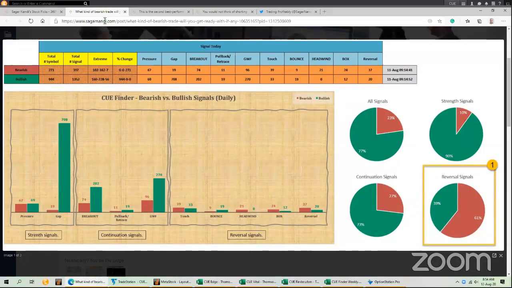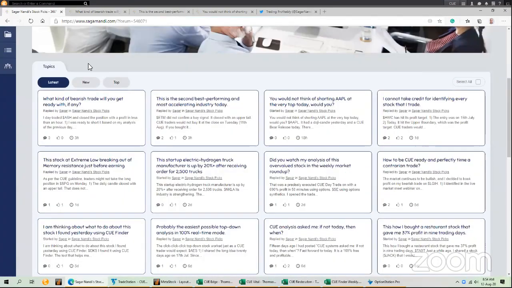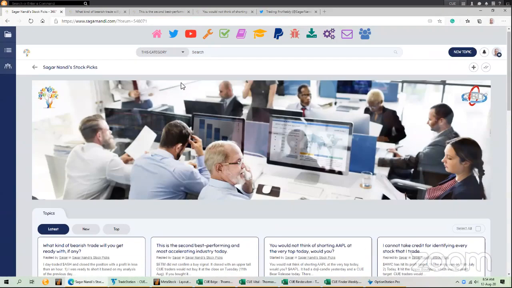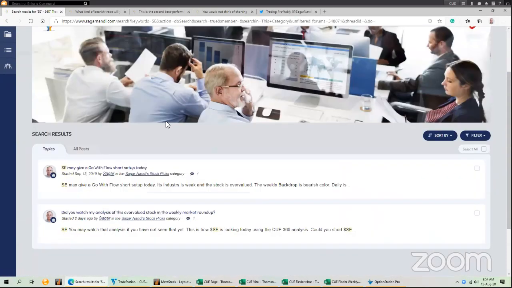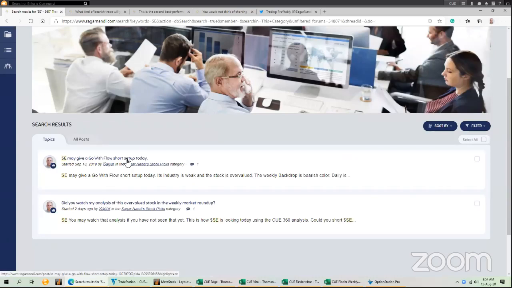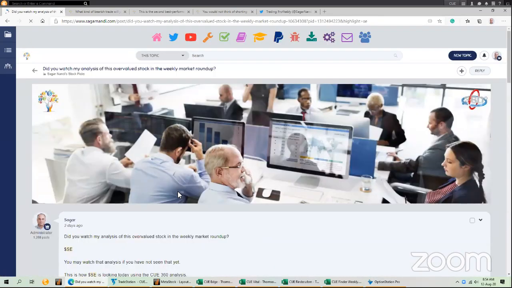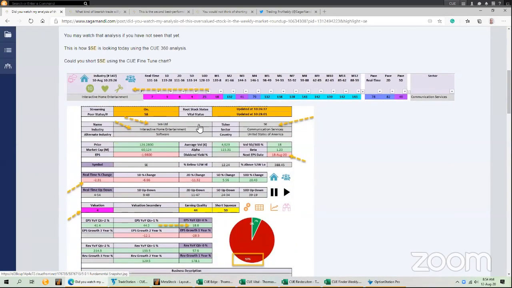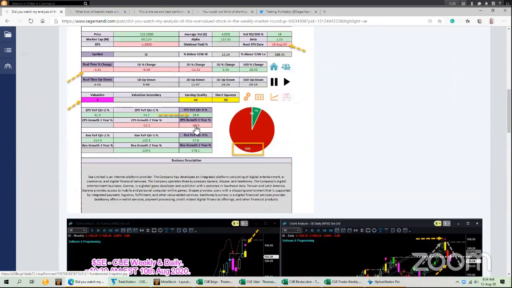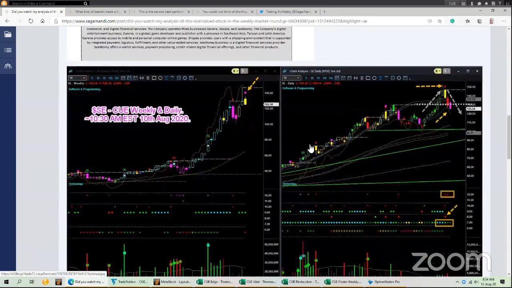Let's look at the AC post. I think I posted in the forum. Let's check it out. SE. This one, 2 days ago. I analyzed it in the weekly market roundup during the weekend. At that time itself, it was bearish. And this is how I traded it.